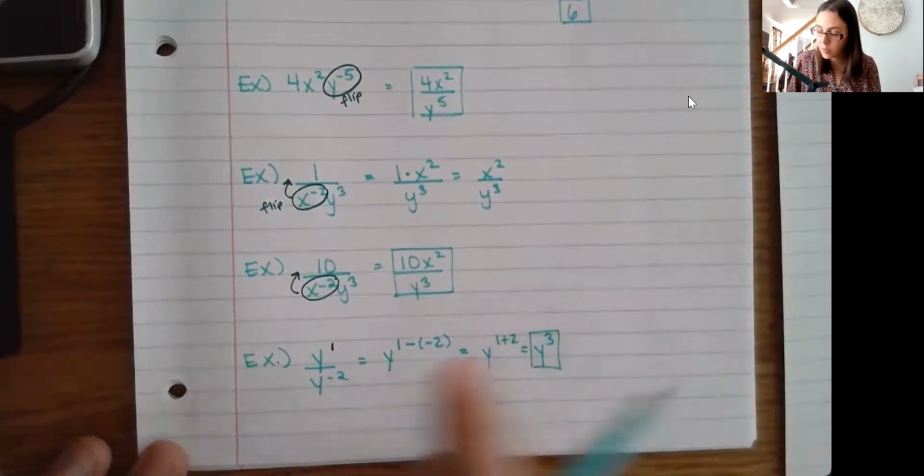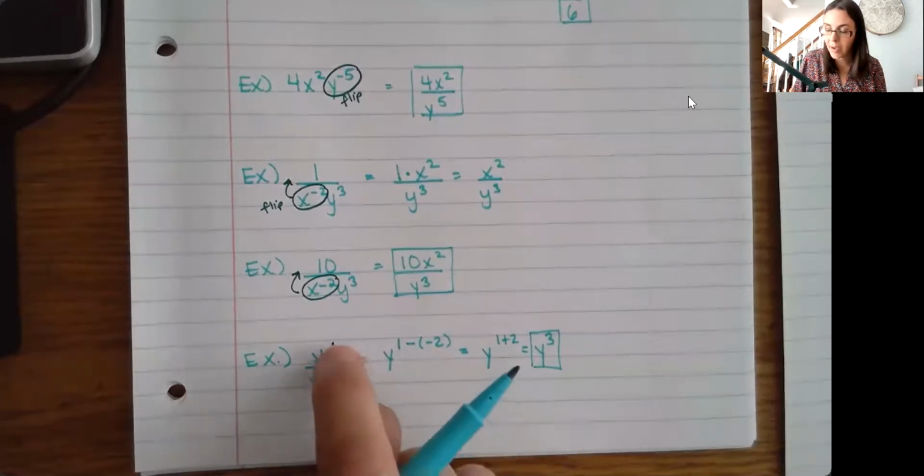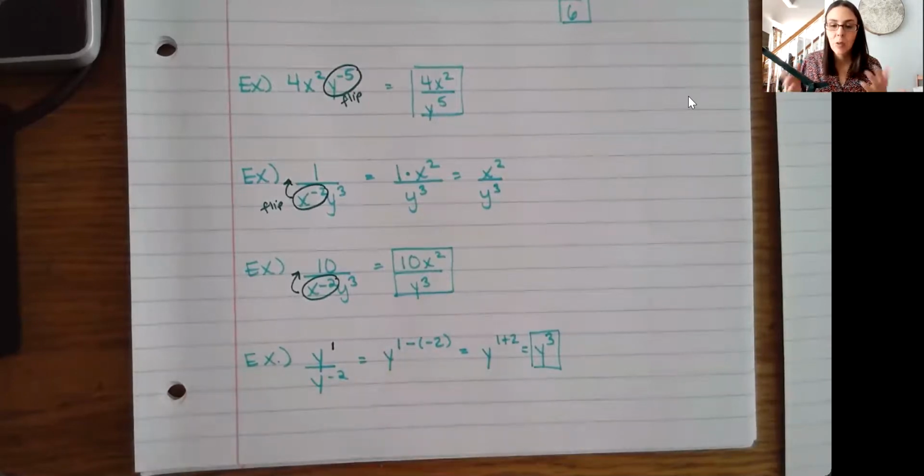That's another common mistake students make, is they'll forget to cancel that negative here. So they'll just do 1 minus 2 and get negative 1. So you want to be careful. It's always 1 minus whatever your denominator is.